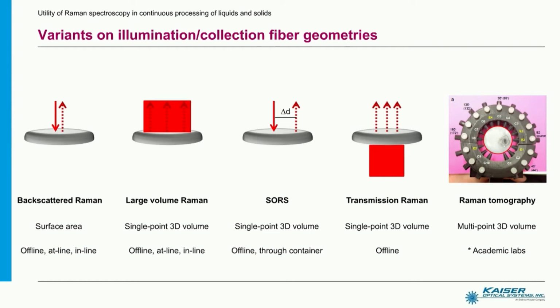I previously mentioned SORS in my last slide. A variant on the SORS is transmission Raman, where you're using a defocused laser to go through the entire sample, and then you collect the signal on the other side of your sample. Some interesting work that we had done at the University of Michigan was to develop Raman tomography, which was a multi-point 3D volume, and we had the application for measuring subsurface volume. Today I'm going to focus on backscattered Raman and large volume Raman because those can be incorporated in line and in process.